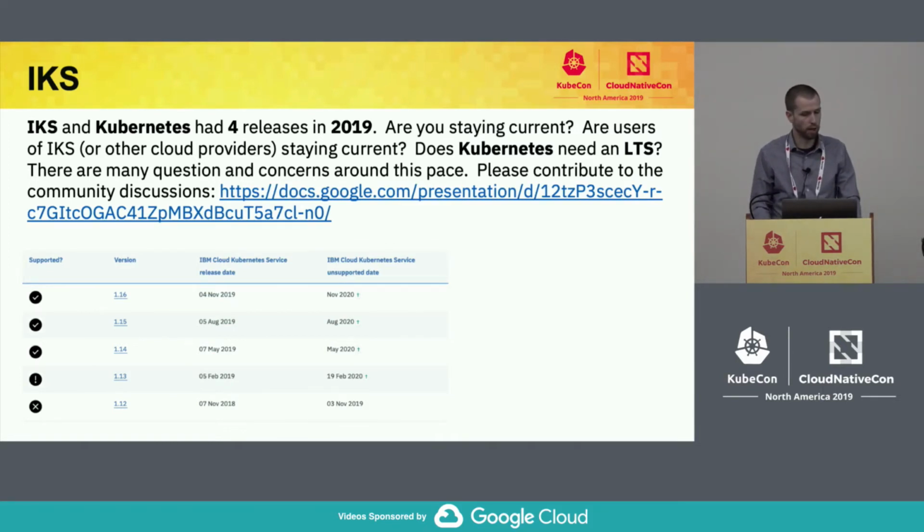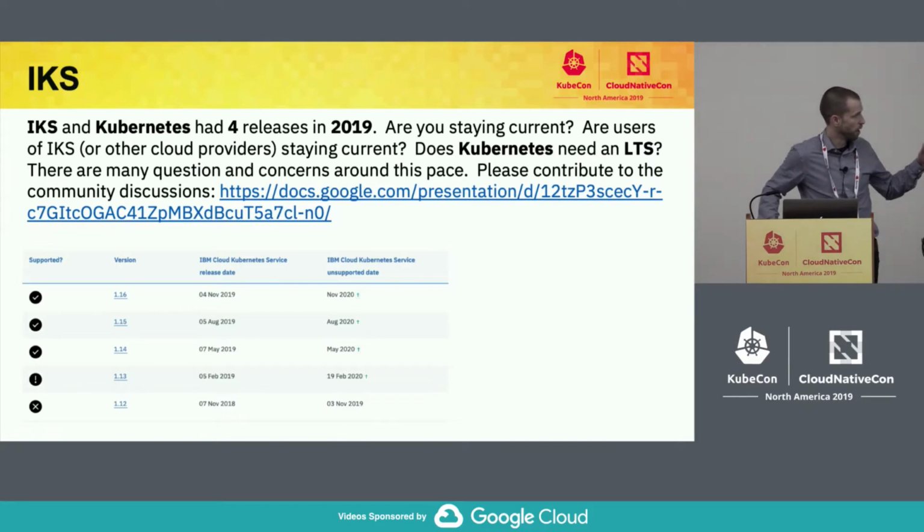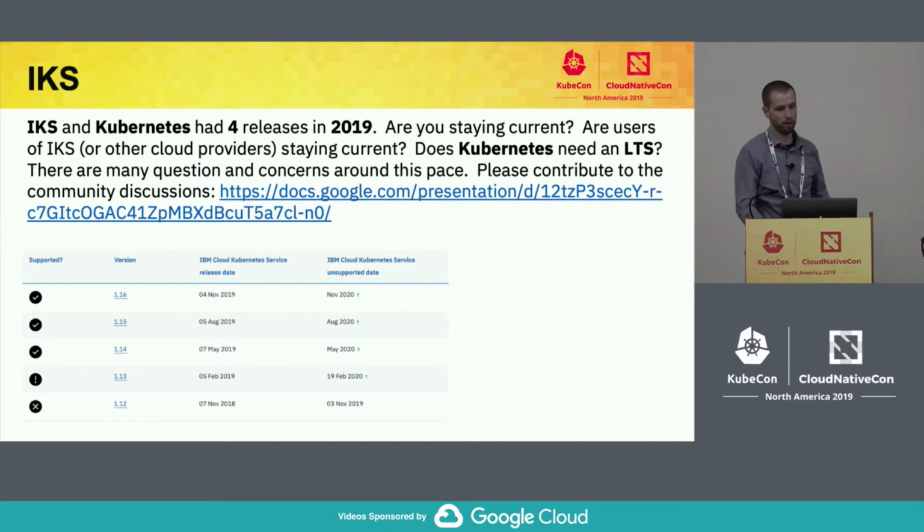But it comes down to the question: does Kubernetes need a long-term support strategy for its releases? I laid out here, it might be a little bit hard to see, but if you download the slides, it's a little bit easier. At the bottom of the slide is IBM Kubernetes Service versions, when they were released, and when they will become unsupported.